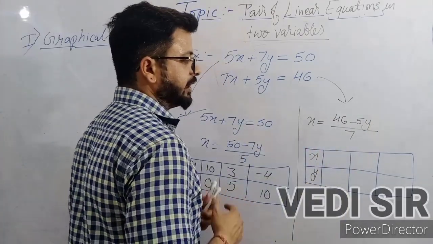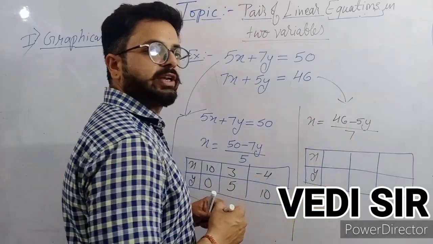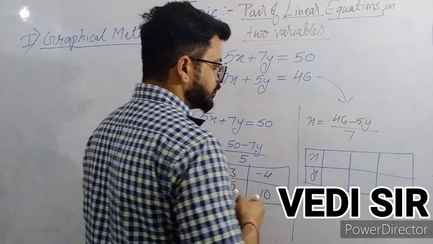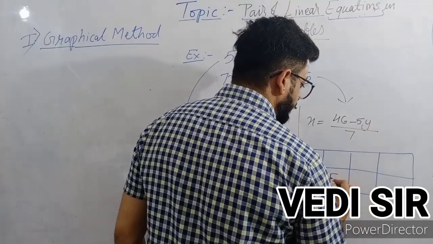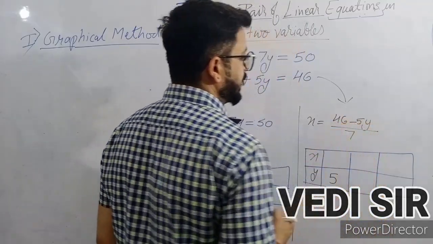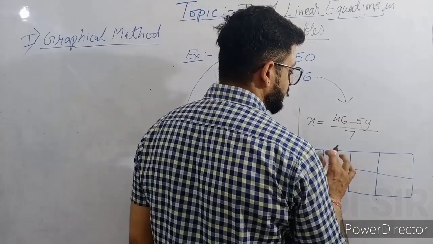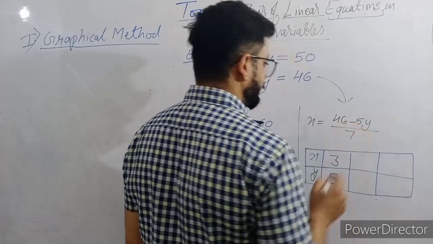If you place 5 here, then 21 will be left, and 21 we can easily divide by 7. So taking the x value as 5, 25 minus 46, then 21 is left, 21 divided by 7 gives the y value 3.